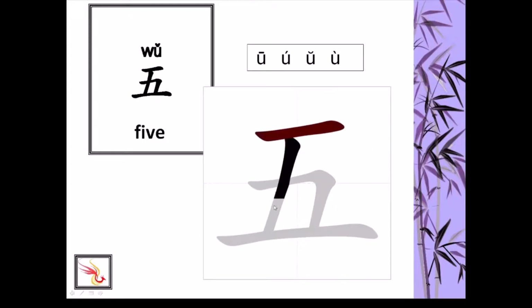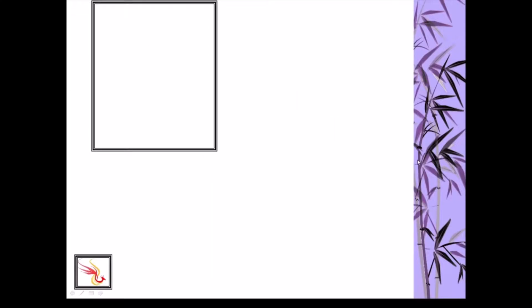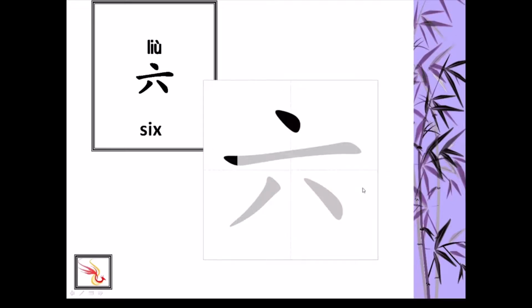1, 2, 3, 4. So 4 strokes in number 5. 5. 6. L is sound the same as English. IU is yo sound always. And again, 4th accent. So 6. Let's count number 6. 1, 2, 3, 4. 6.